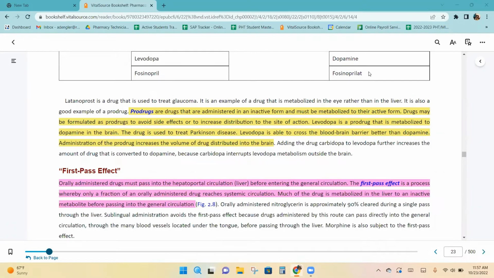Prodrugs are drugs that are administered in an inactive form and must be metabolized to their active form. Drugs may be formulated as prodrugs to avoid side effects or to increase distribution to the site of action. Levodopa is a prodrug that is metabolized to dopamine in the brain. The drug is used to treat Parkinson's disease. Levodopa is able to cross the blood-brain barrier better than dopamine. Administration of the prodrug increases the volume of drug distributed into the brain.